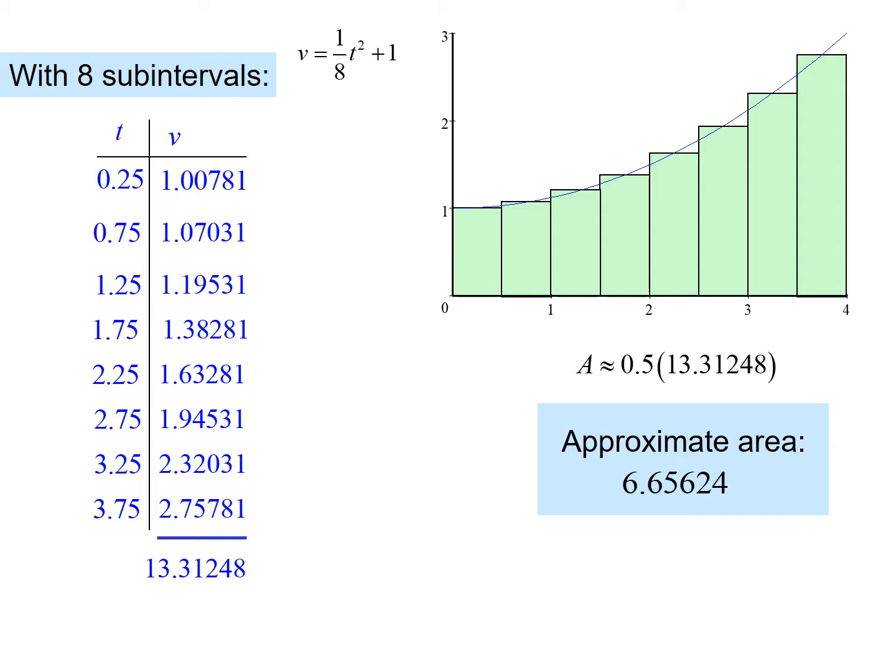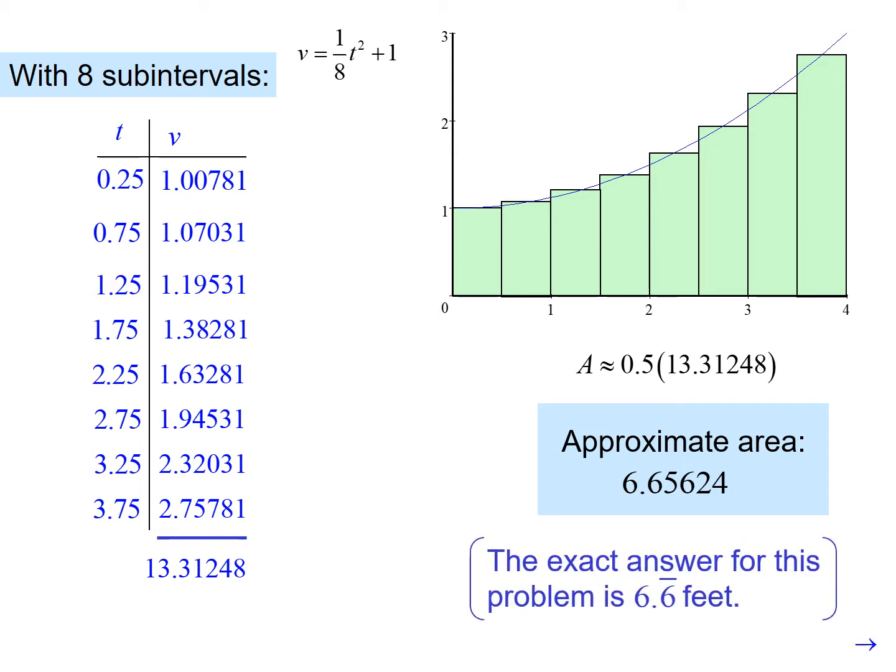Now, what we should notice here that's different is keep in mind we're looking at the areas of the rectangles. This table over here gives us the velocity, but each rectangle has a width of 1/2 or 0.5. So when we add up all those velocities, we need to multiply by the width of the rectangles, 0.5, and we get our approximate area. It turns out the exact answer is 6.6 repeating, and we'll find a way eventually to come up with that answer. For now, though, the best we can do is to just come up with an approximation.